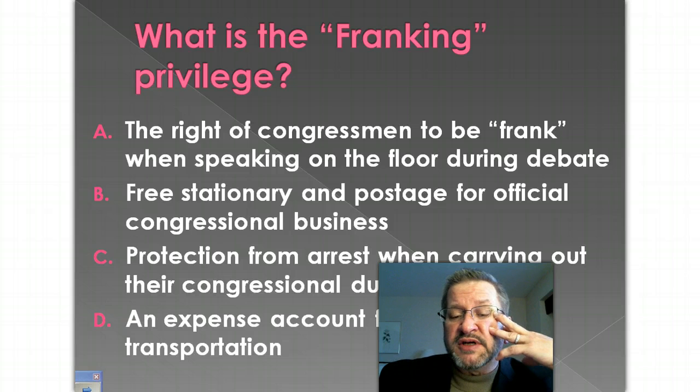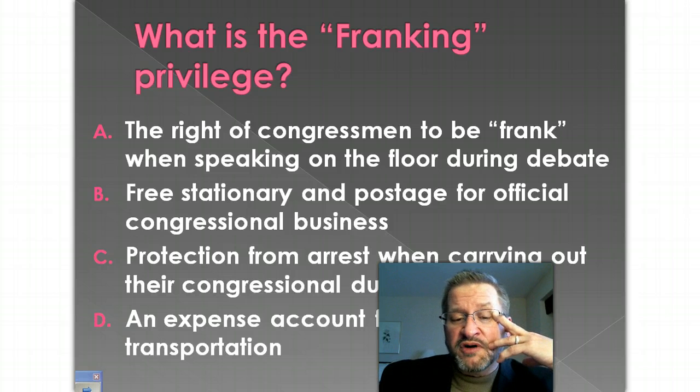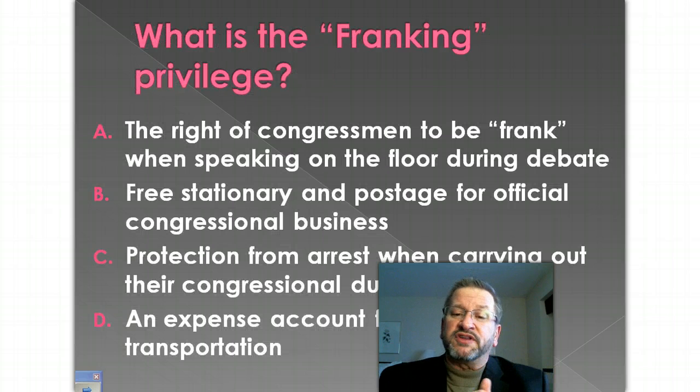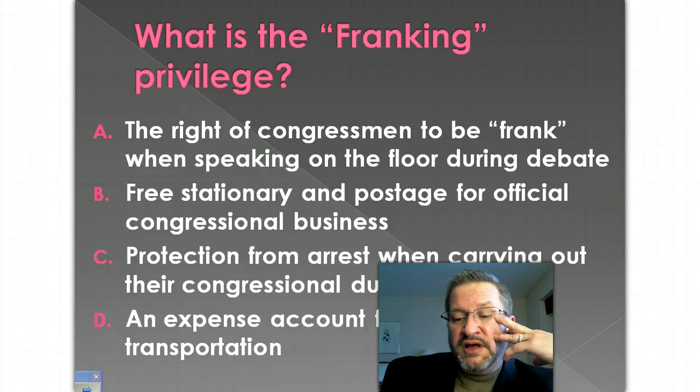Well, let's talk about some of the privileges of the House and Senate. What is the franking privilege? Is it the right of congressmen to be frank when speaking on the floor? Does it mean there's free stationery and postage? Does it mean they're protected from arrest? Or does it mean that they have an expense account for meals and transportation? And we know that the franking privilege is B, free stationery and postage.